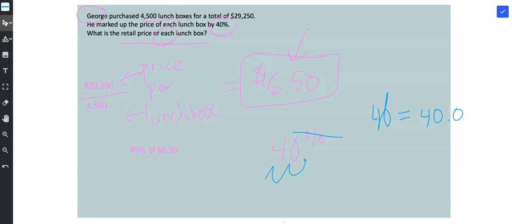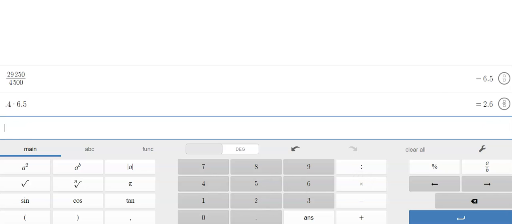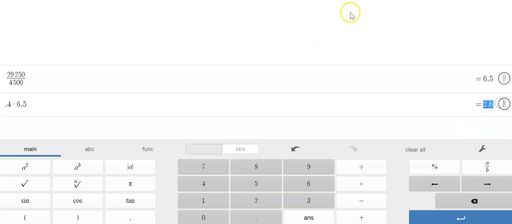Then I move the decimal 2 times to the left to change this to a decimal. So 40% written as a decimal is 0.4 or 0.40. 0.4 and 0.40 are equivalent. And then of means multiplication, and then we're going to multiply by the $6.50. So 0.4 of the $6.50 gives us a markup of $2.60.